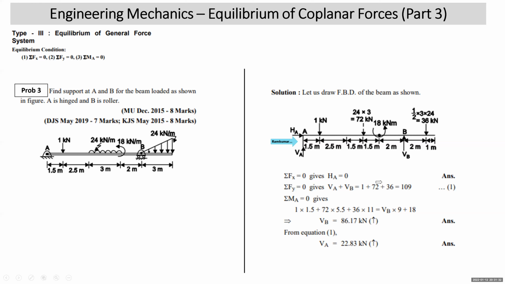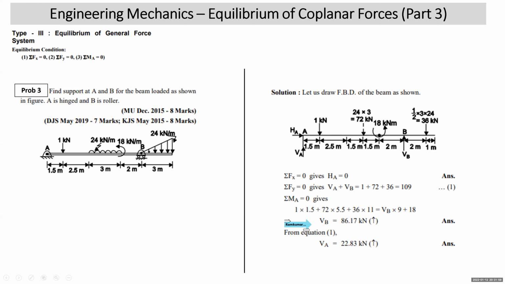Mind it that when you are taking a moment about any point, and if there is an external moment on the beam, the moment is simply taken clockwise or anti-clockwise. No distance is to be multiplied with the moment as it is already a moment. So on the right hand side, we took anti-clockwise ones, VB into 9 and 18. Rest all the loads, 1 kilonewton, 72 kilonewton, and 36 kilonewton, have given you clockwise moment, which have been taken on the left hand side.